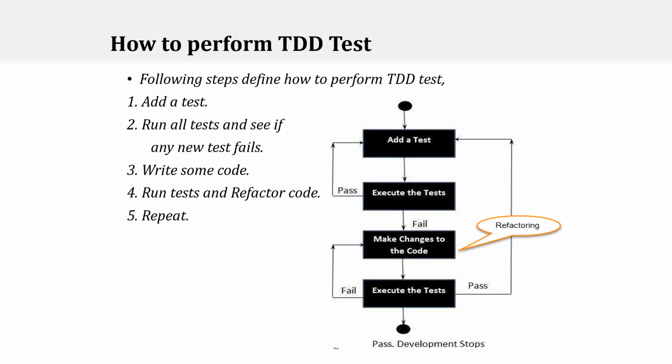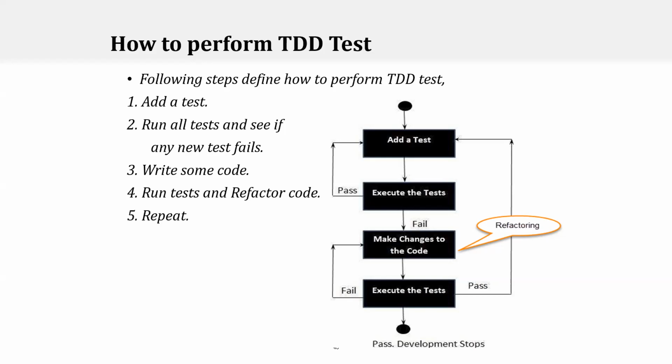If it fails, then you will make changes to the code. Then again you execute. After changing the code, you again execute. If it fails, then again you make a change, execute, fail, change, fail, make change, execute. At a particular moment, it will pass. It will pass when it satisfies all the requirements and all the code procedures, without changing any behavior.